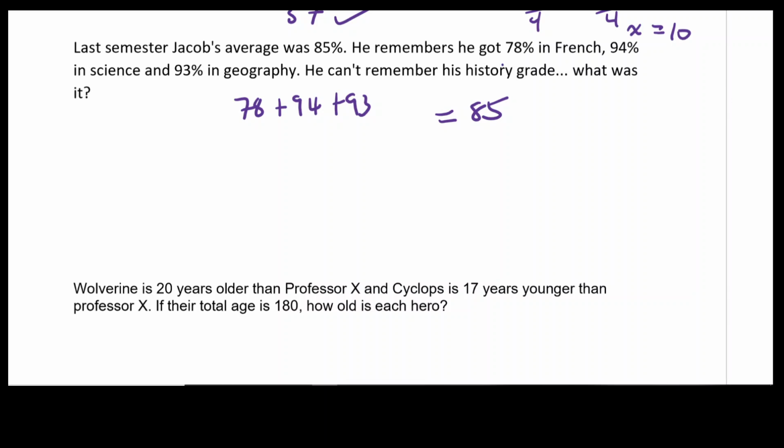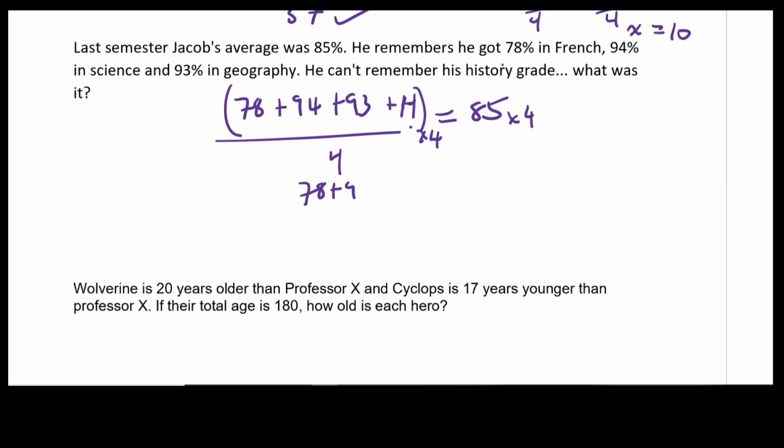There we go. And he can't remember his history grade, so I'm going to put that as a variable. Maybe I'll use the letter H there. He's got 4 classes, so he divides by 4. So that's how I might set up an equation to that one. I'm going to multiply. So this is like all of this stuff added up and then divided by 4. So I'm going to multiply both sides by 4 to get rid of the divide by 4.